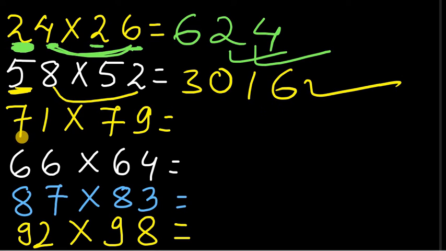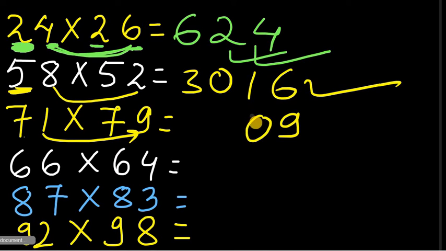Let's see the next number, 71 into 79. So 1 9s are 9, but friends, you should know you have to make 2 digit. So we add 0 in front. Now after 7 what comes? After 7, 8 comes. So 7 8s are 56. So this is our answer.